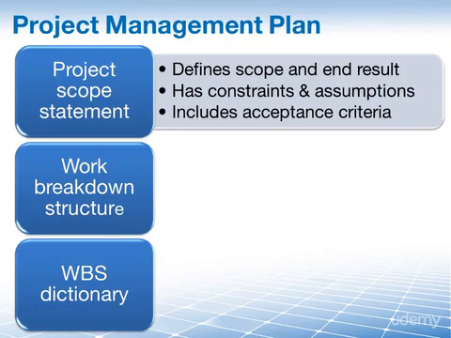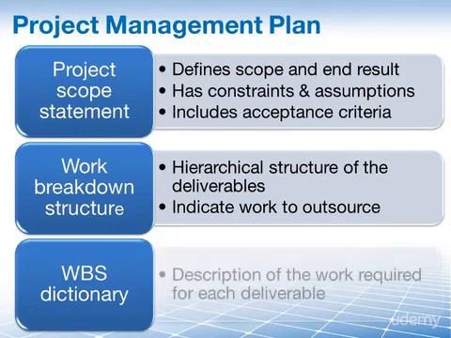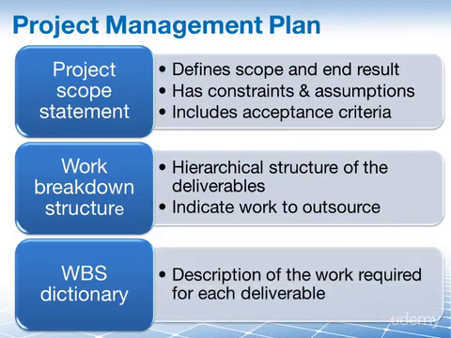The WBS then gives you the hierarchical structure of all your deliverables. Therefore, you'll be able to spot any relationships between items that you plan on procuring. For example, there could be components of work which are designated to be outsourced, or in other words, procured externally. And the WBS dictionary finally has a detailed description of the work that is required for each of these deliverables.